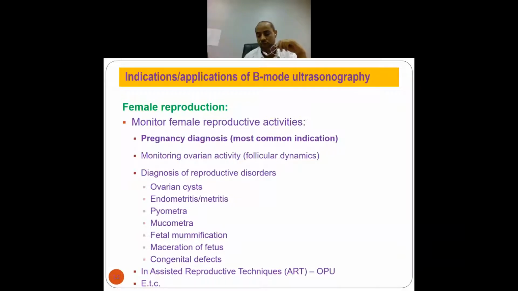For example, OPU. OPU stands for ovum pickup. Sometimes in embryo transfer programs, you might need to induce animals to superovulate. And after you induce superovulation, before ovulation, you may want to harvest those pre-ovulatory oocytes from the ovary. So there is a specially designed ultrasound machine for the ovum pickup. You can go through transvaginally, and you can collect the oocytes from the ovary. So this is another area of application, a more advanced application in the area of reproduction. Okay.